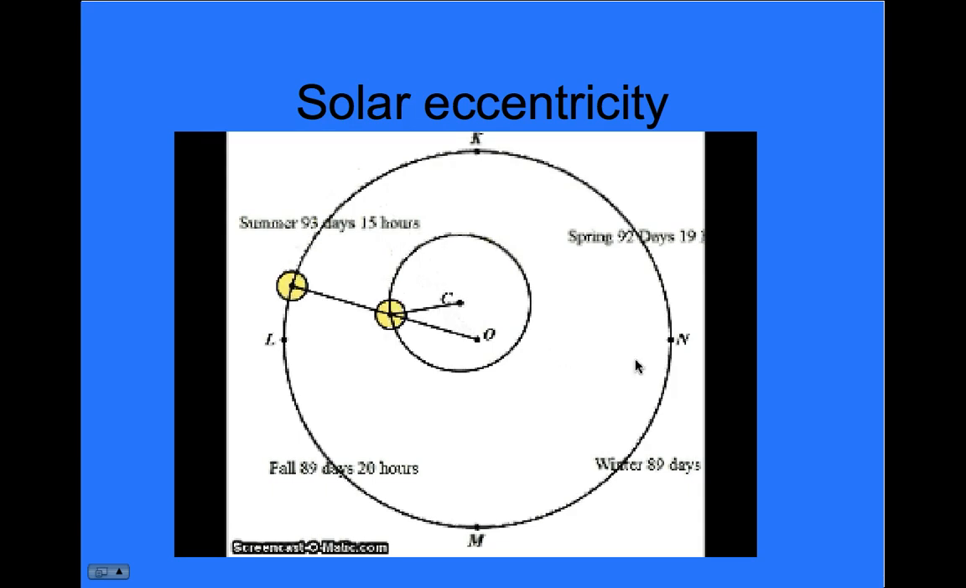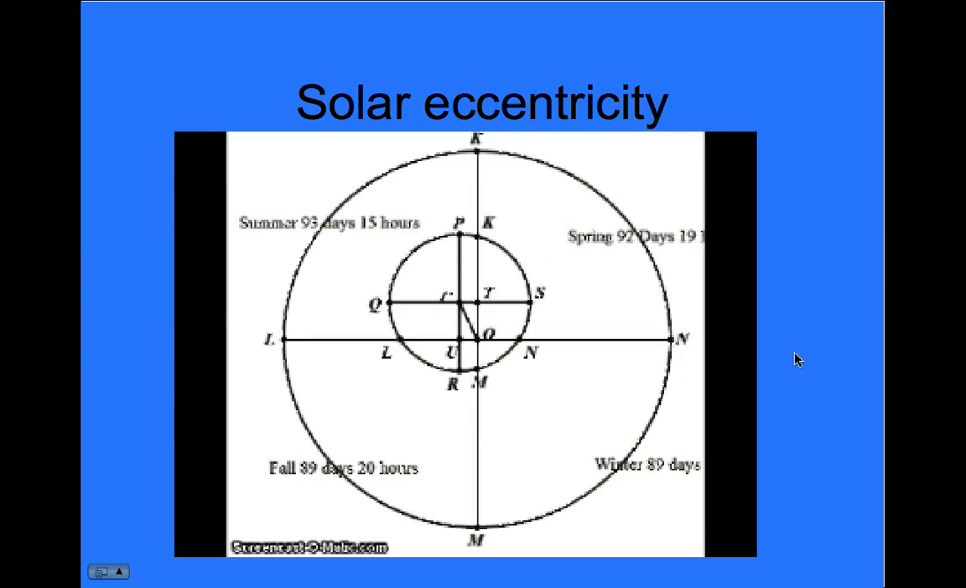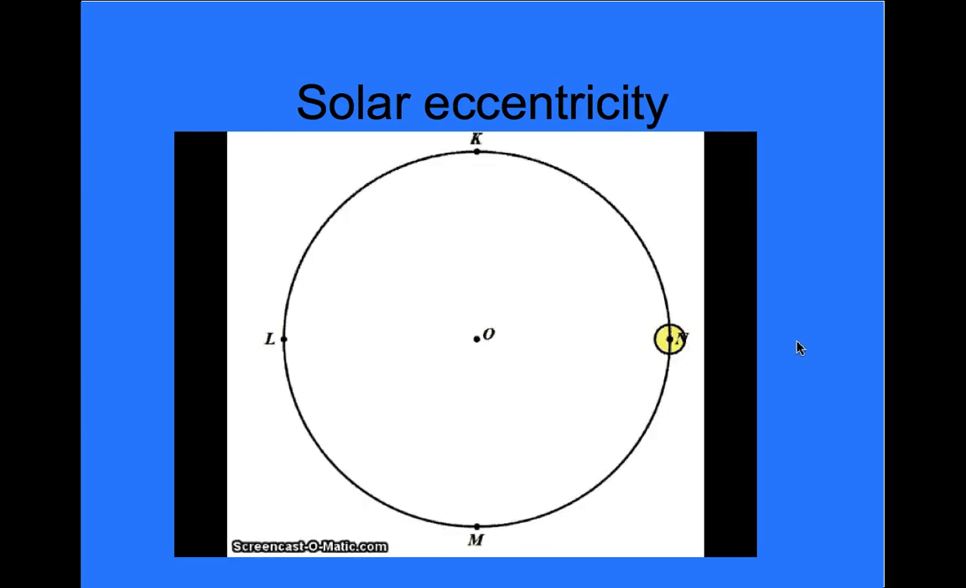So here I have the sun going around the Earth at a constant speed. But it seems to be going faster when it gets closer to the Earth, just like a train seems to be going faster when it's going right by us than it does when it's far away from us and we see it slowly moving, or like an airplane.